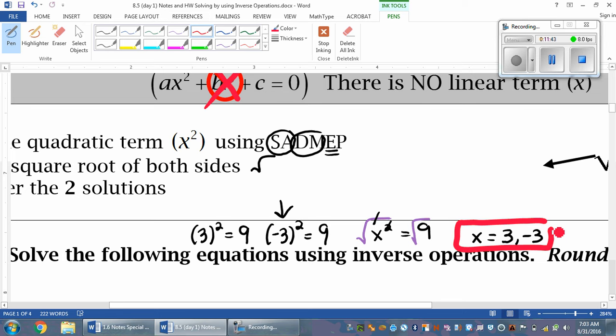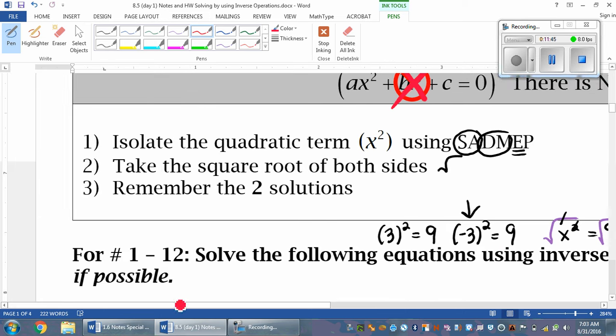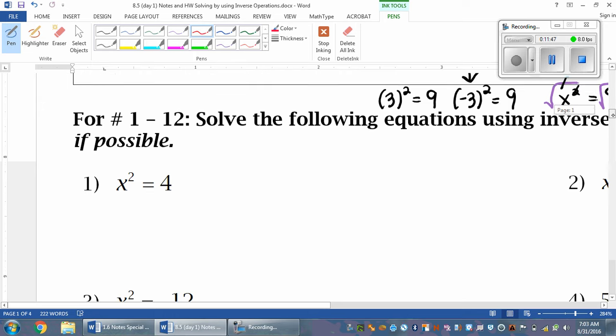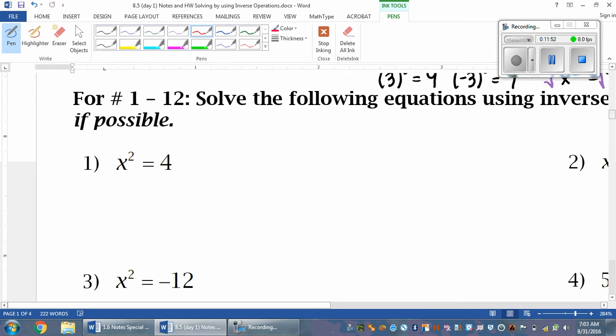Okay. All right, let's go ahead and do some examples. Again, we are checking for a linear term, and that is when you know when to use the square root method. So let's look at number 1.